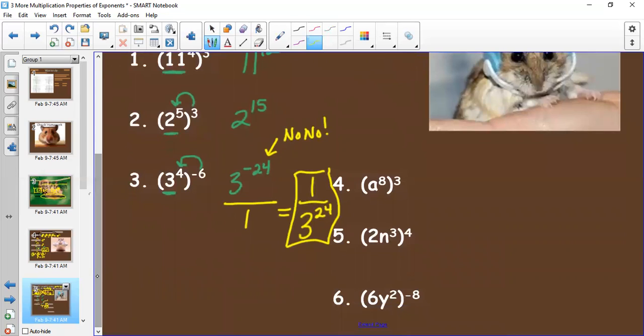All right, so let's try number 4 here. And keep your base, multiply your exponents. 3 times 4 is 24. Number 5 and 6 are tougher because they've got coefficients.